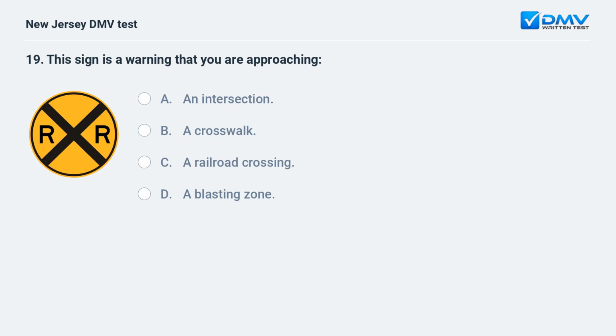This sign is a warning that you are approaching A. An intersection. B. A crosswalk. C. A railroad crossing. D. A blasting zone.